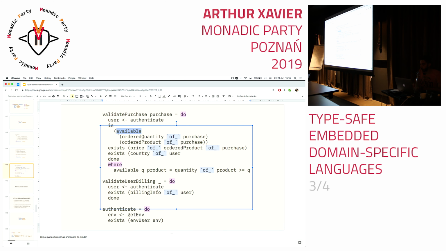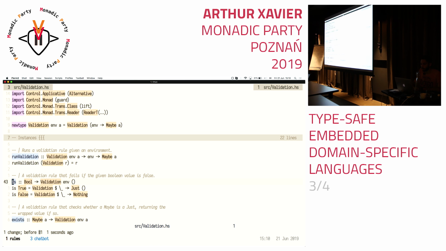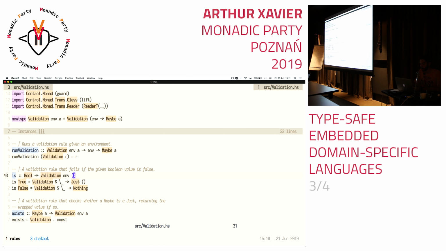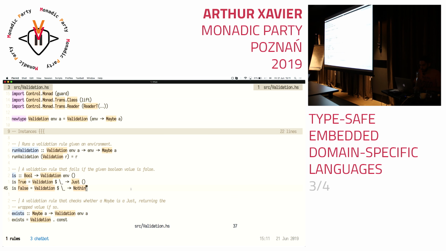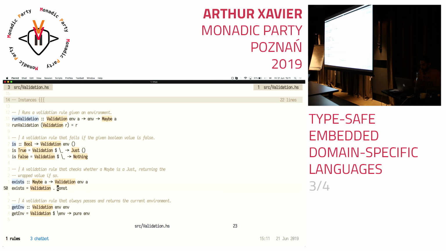Hopefully everyone can see that available returns a Boolean here because of the comparison, right? So is must be able to turn a Boolean into a validation rule. So just pattern match on it, check if it's true. If it's true, we return just unit. If it's false, we return nothing and short circuit the whole thing, right? Exists takes a maybe a thing and turns it into a validation rule. This one is easier, it's sort of obvious. We just do validation const, ignoring the environment. We don't need it for this rule, and return the maybe a there.